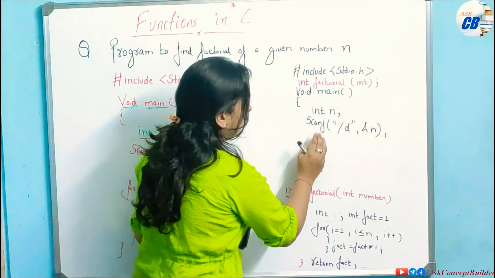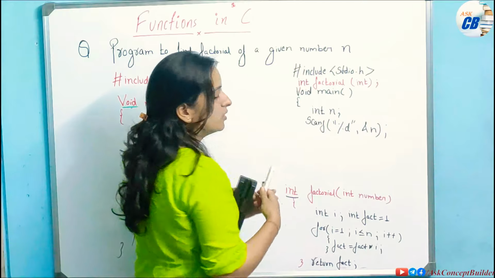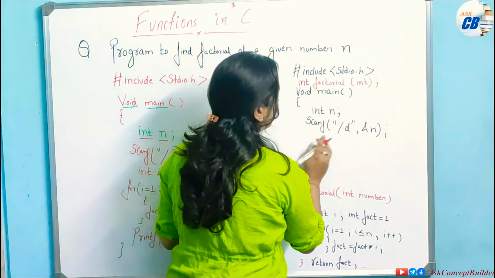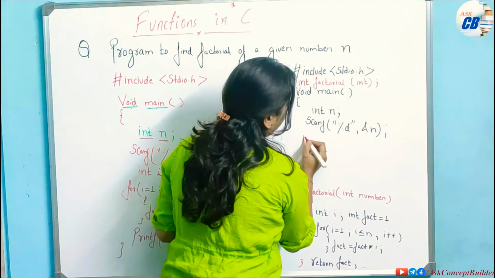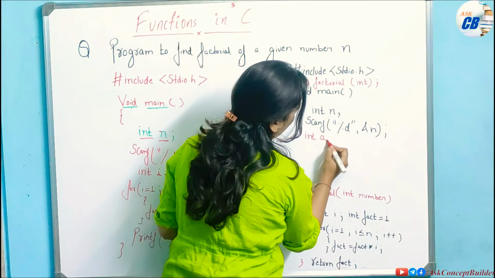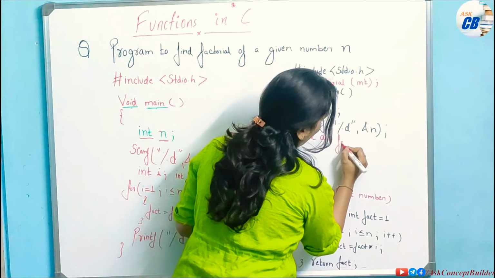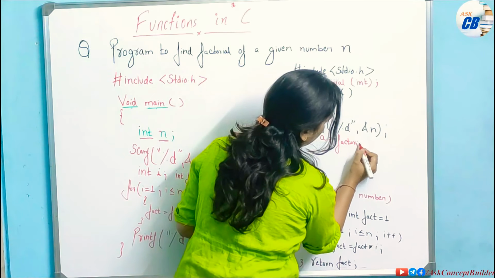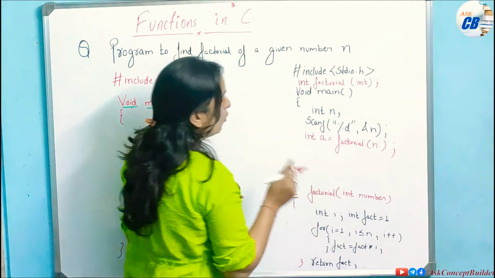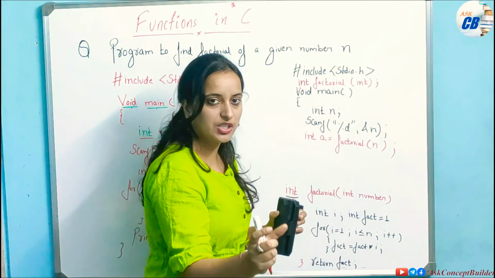Now where will this fact go? Here one important thing is how we will call our function. Up to this it is clear. So here, how you can call your function, there are so many methods. You can take any variable also. If I take a variable here, int a, I will take int a equals to, and I will call my function factorial. Now factorial n means you are calling your factorial function here.